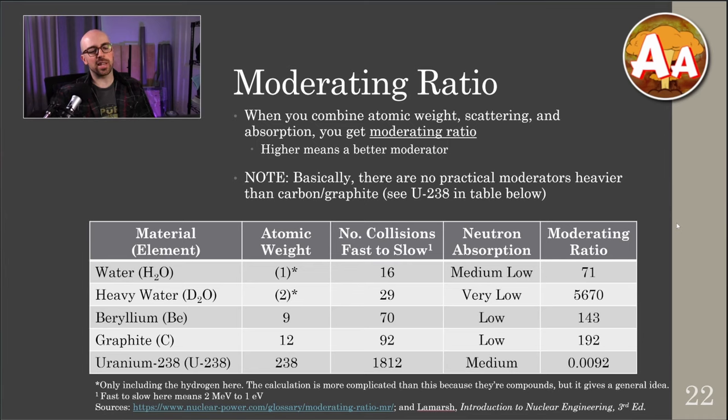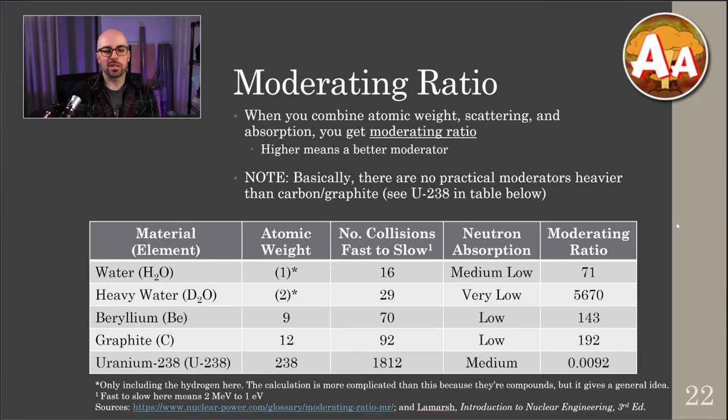And then just as an example here, let's look at uranium-238, just to show how bad of a moderator it is. Atomic weight, 238. Number of collisions to get a neutron from fast to slow, 1,800. Neutron absorption, medium. It's a fertile material. It has a propensity to absorb some neutrons and turn into plutonium. And then that moderating ratio, 0.0092. So yeah, terrible.